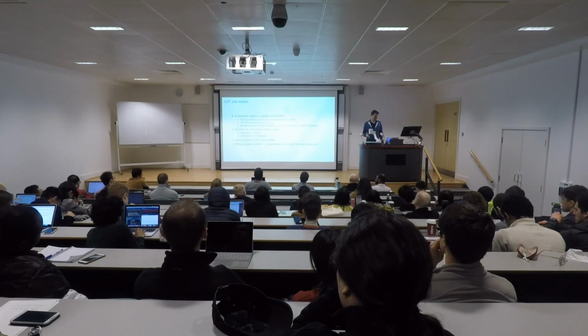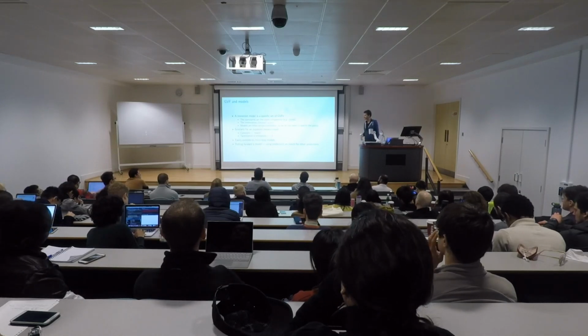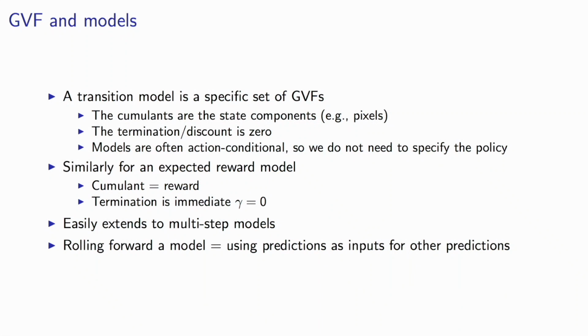So a transition model is a specific set of general value functions, where now the cumulants are your components of the state, and the termination / discount is 0. We're only looking typically at the one step. Of course, you could consider multi-step models, but we've mostly considered one step. The models are often action conditional, which means we don't even have to care about the policy. Conditioned on the one step and the fact that you terminate immediately, it doesn't matter what your target policy is. So you don't have to care about that.